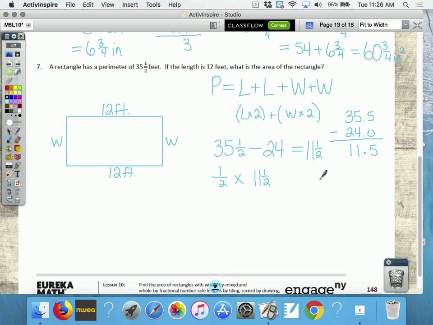So half of a half is, and half of 11 is 5 and a half. Oh, I know. Okay, so just a minute. I want to do it mathematically, and we'll see if we get the same answer.